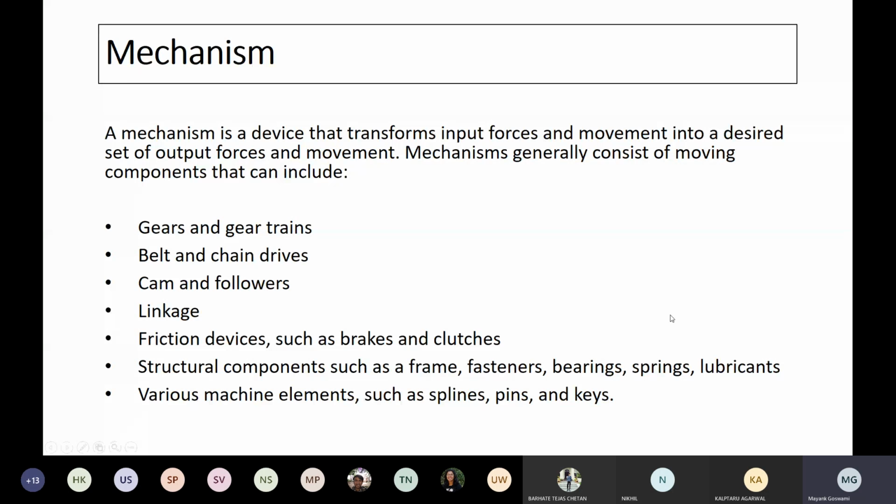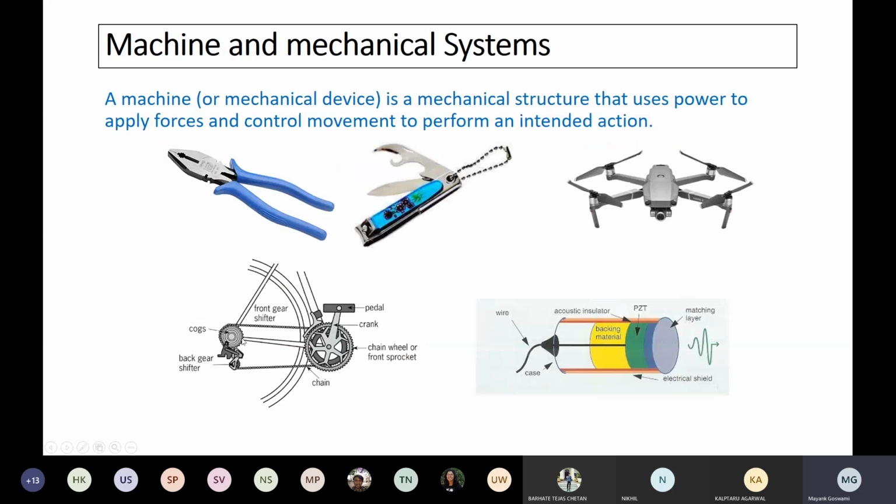A mechanism is a device that transforms input forces and movement into a desired set of output forces and movements. A mechanism generally consists of moving components. In the previous example, in the case of a cycle, there is a back shift gear. If we press the button to shift the gear, it will turn down and change the gear. This is a type of mechanism.